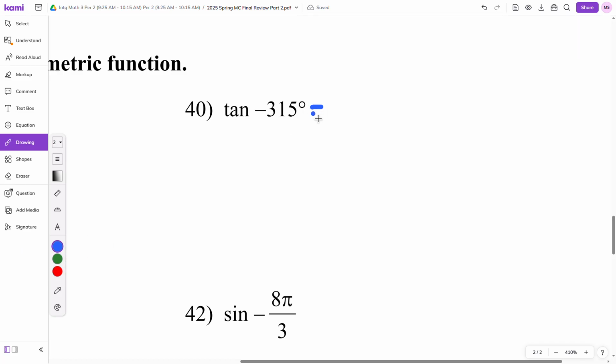So this one here, again, negative 315, this is just tangent of 45 degrees. And I really prefer to think of it in the positive terms. But, you know, okay. And tangent of 45, that's super easy because it's just 1.